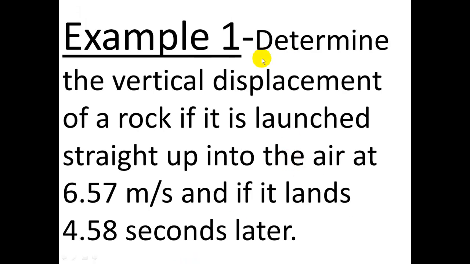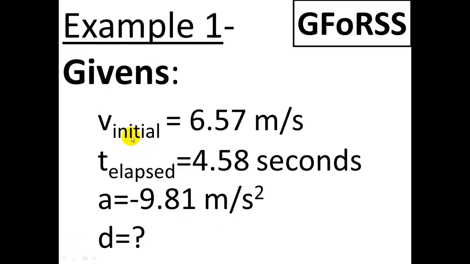Okay, here's an example. It says determine the vertical displacement, which means just how far up or down a rock goes if it is launched straight up into the air at 6.5 meters per second and if it lands 4.58 seconds later. Well, what are the givens? We were given its launch speed, its initial velocity, which is 6.57 meters per second. That was written in the question. We're told how much time elapsed, how it landed 4.58 seconds after it was launched.